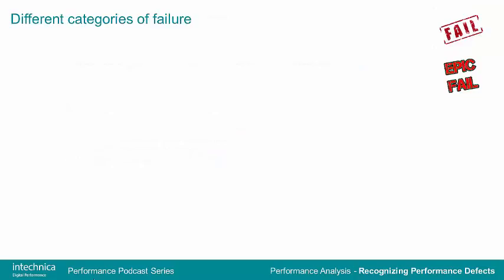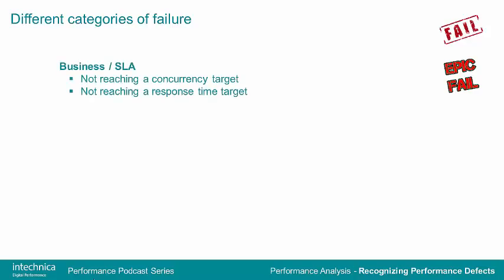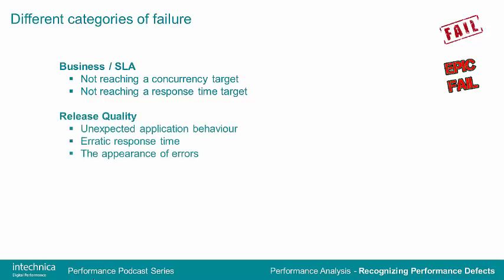It's important to separate your failures into different types or different categories. This will enable better understanding of the impact and also the best approach to deal with the failure. From a business perspective, not reaching a concurrency or response time target is an obvious fail. From a release quality perspective, some sort of unexpected application behavior, erratic response time, or the appearance of errors would suggest some problem with the release. And from the infrastructure perspective, a loss of application availability.